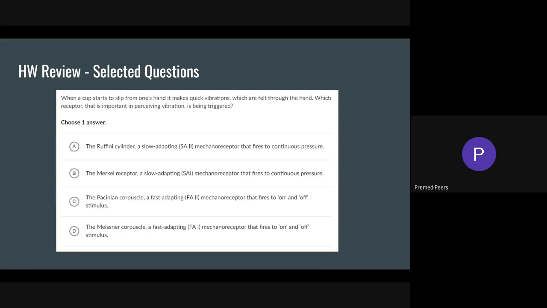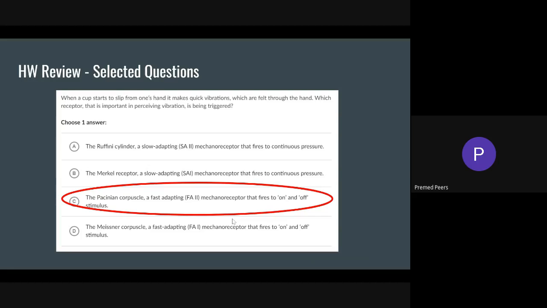But then it's asking you to choose between slow adapting and fast adapting, and then even further between the types of fast adapting and slow adapting that exist. So hopefully you're familiar with slow adapting, fast adapting. If not, we're going to go over it in content review, so no worries there. But this is actually going to be a fast adapting mechanoreceptor.